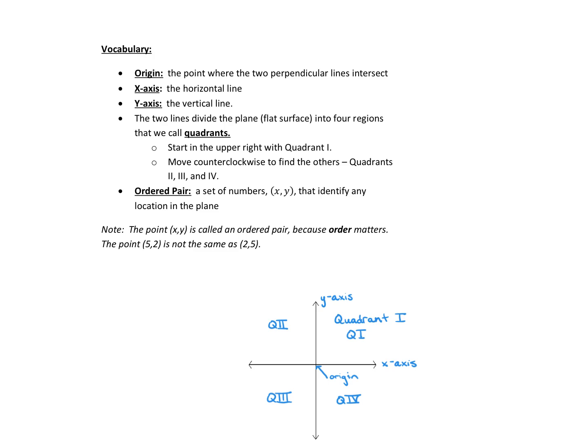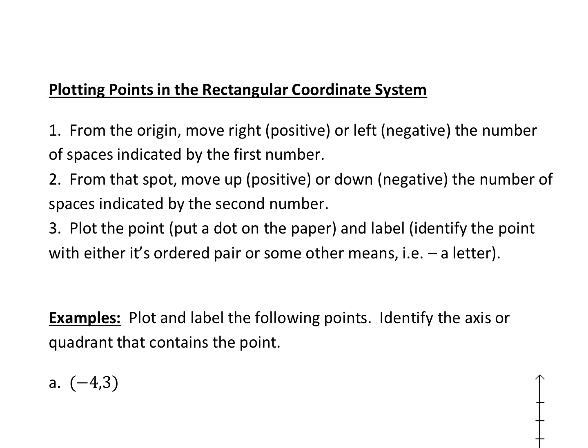All right, the next thing that we want to look at is plotting points in the rectangular coordinate system, or in the plane. And so this is going to be pretty easy. We are going to start at the origin, which is why we call it the origin. It's the starting point. We want to move left or right based on the first number. Just like with our number line, if it's positive, we move to the right, and if it's negative, we go to the left.